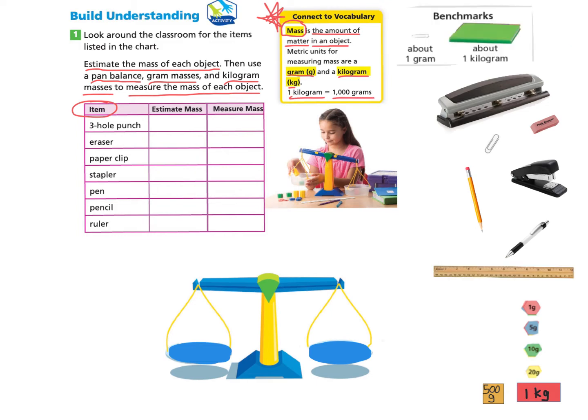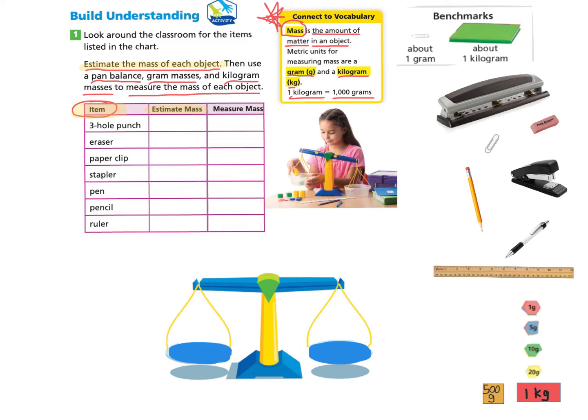To help you understand more about mass, grams, and kilograms, we can use this benchmark. A paper clip is about 1 gram, and a book is about 1 kilogram or 1,000 grams. So our first job is to estimate the mass of each object, and these are the items here. I have pictures of them on the side for each item. If you would like to pause the video now and write your estimation into the area that says estimated mass for each item, you can do that and come back, or you can just follow along with me.